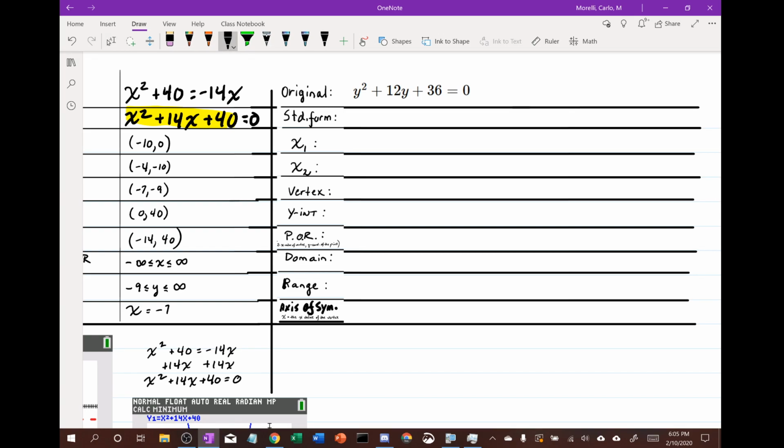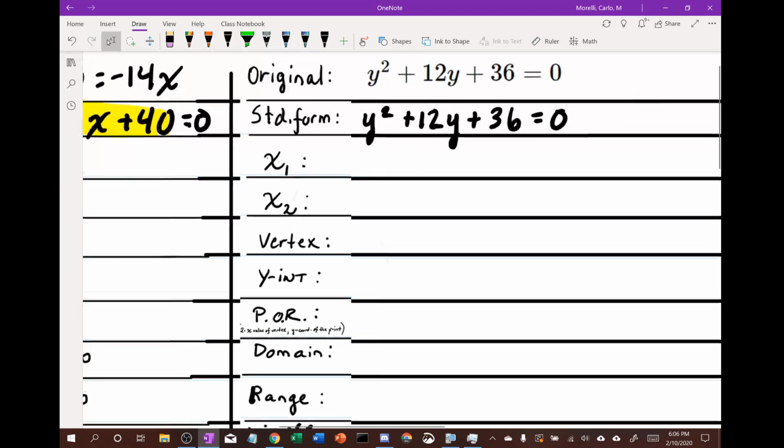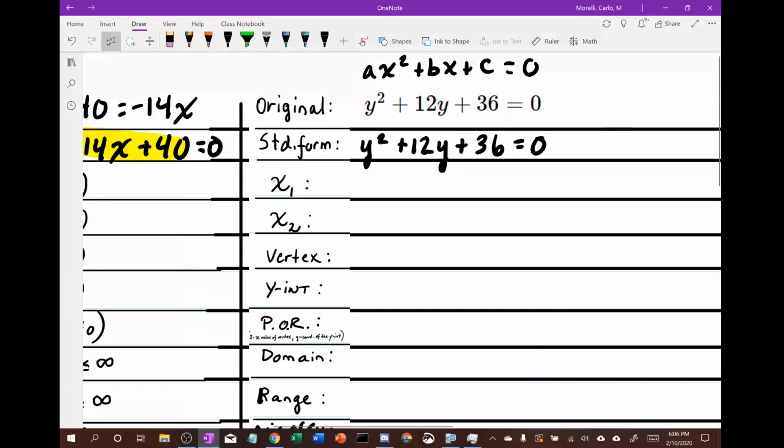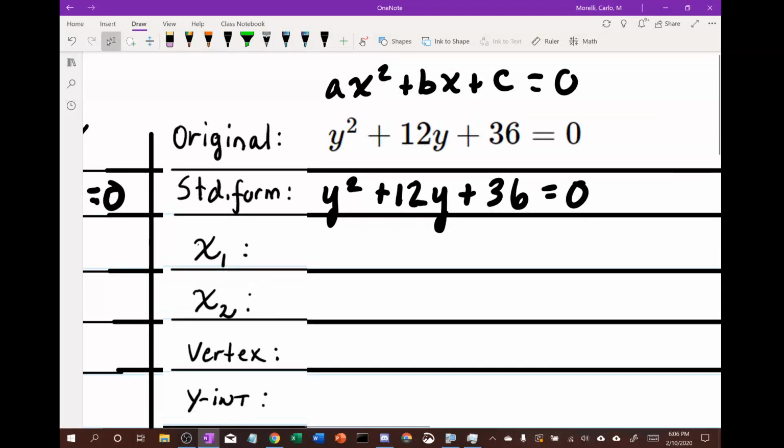So the standard form of this equation, remember, standard form is ax squared plus bx plus c equals 0. And this equation is in standard form. So we're just going to write here y squared plus 12y plus 36 equals 0. I'm going to try to maybe formalize this into something that is easier for you guys to just stick in your journals, maybe print something off for you.